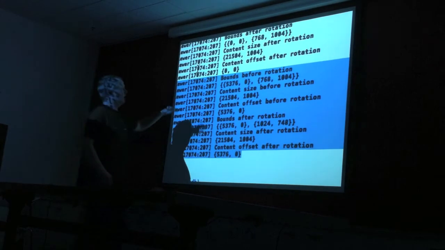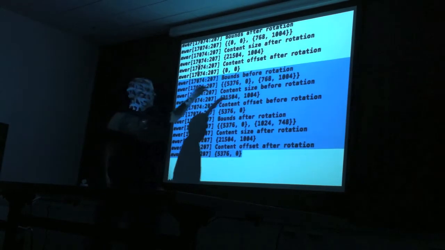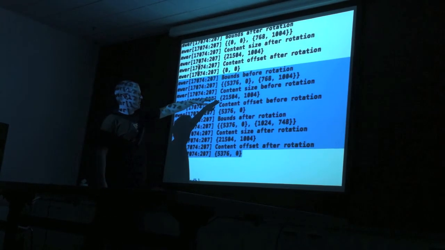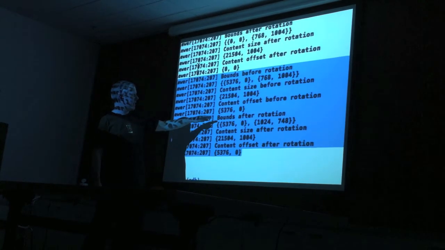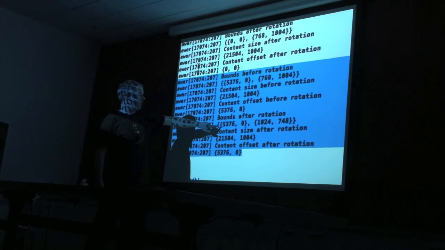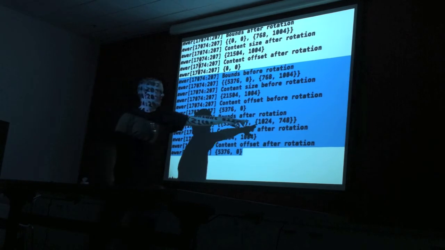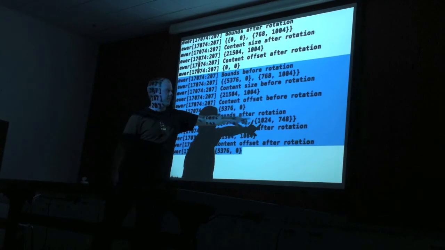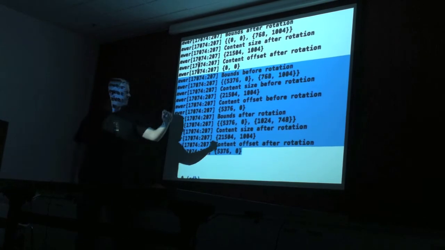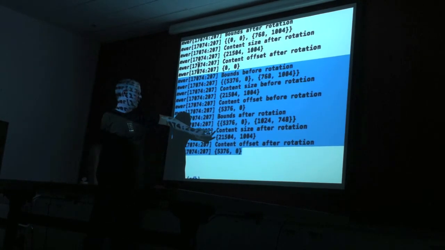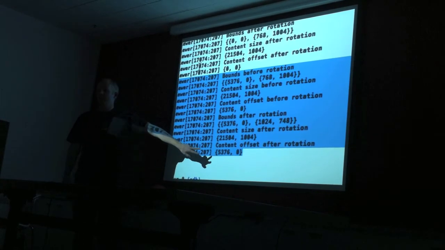So before the rotation, our bounds was 5,376, and we had 768 as our width. The content size was 21,504, and our offset was 5,376. And after the rotation, our bounds X is actually the same as what it was before. The bounds dimensions of the actual view have switched because we've gone through the rotation. There's a slight 20 pixel difference to the status bar. The interesting thing here is the content size hasn't changed, and the content offset also hasn't changed.